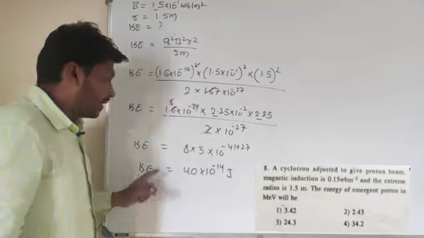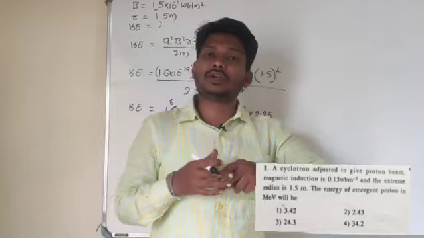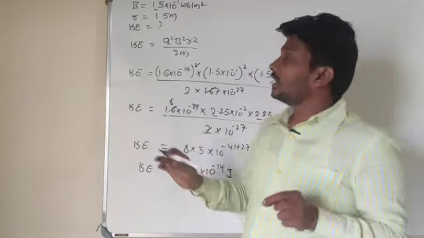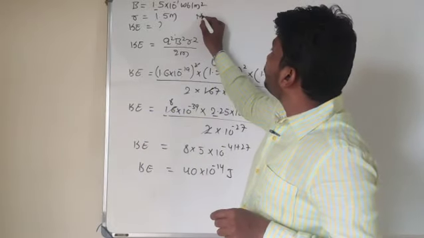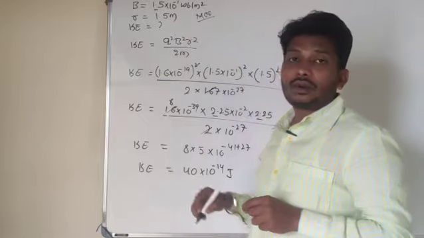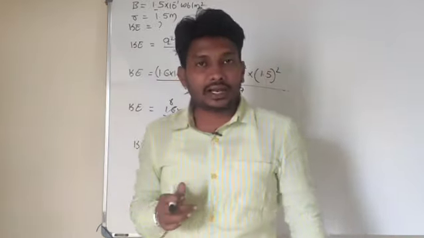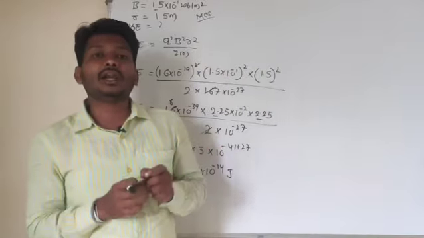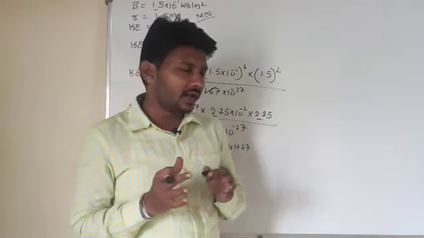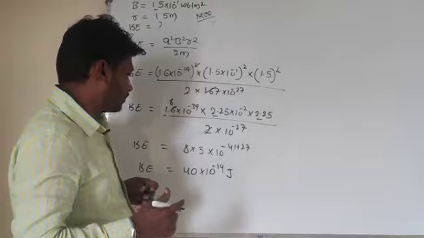Look here, I got that energy in terms of joules. Now they ask for that energy in terms of mega electron volt. How to convert that energy from joules to mega electron volt? In the case of the dual nature of matter and radiation, you already know, and in first PUC also you know the thing.